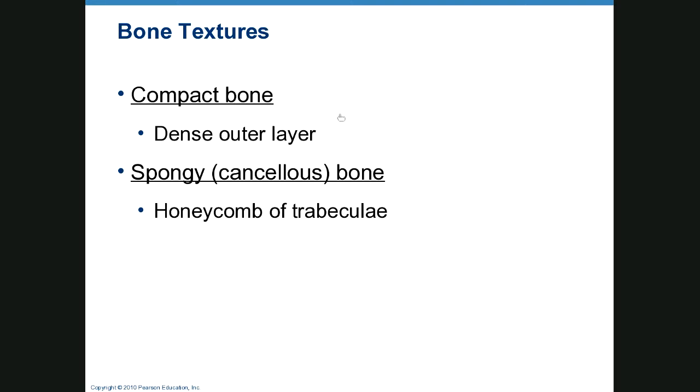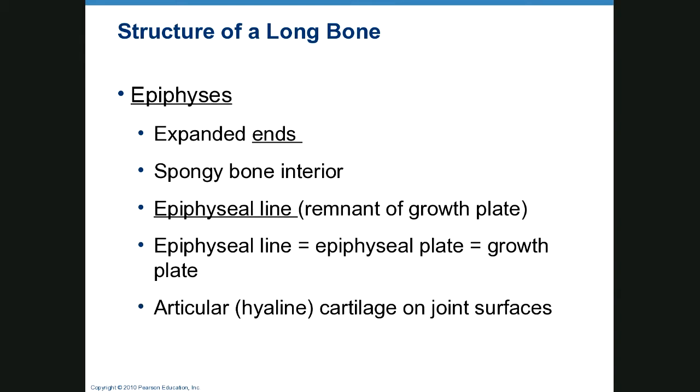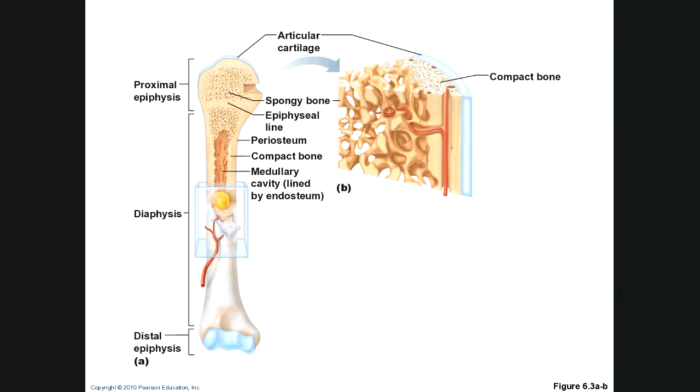Compact bone is the dense outer layer, and then spongy or cancellous bone is a honeycomb of trabeculae. Trabeculae means honeycomb-like stuff. Now, we'll look at a picture of these parts, and I think it will make more sense.